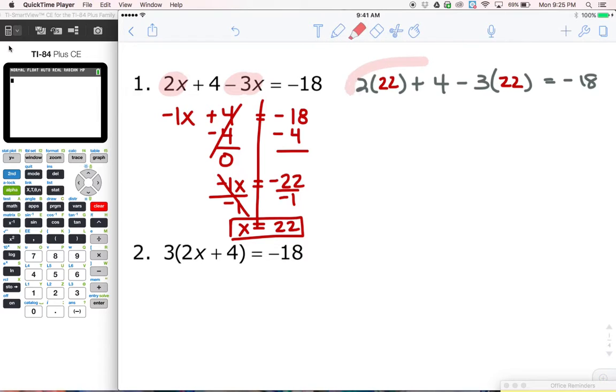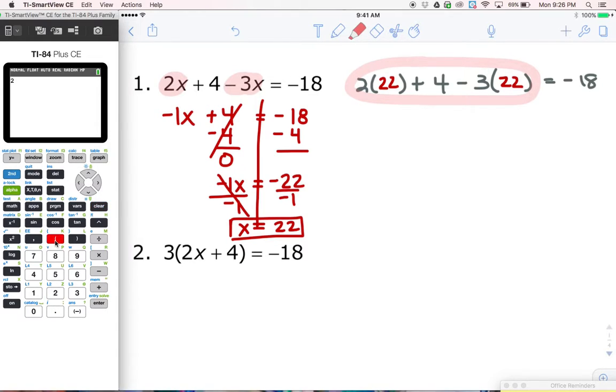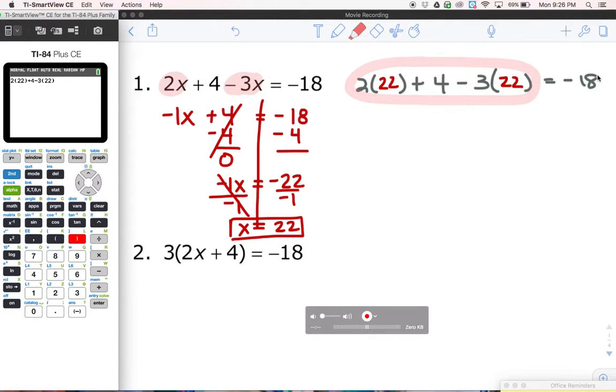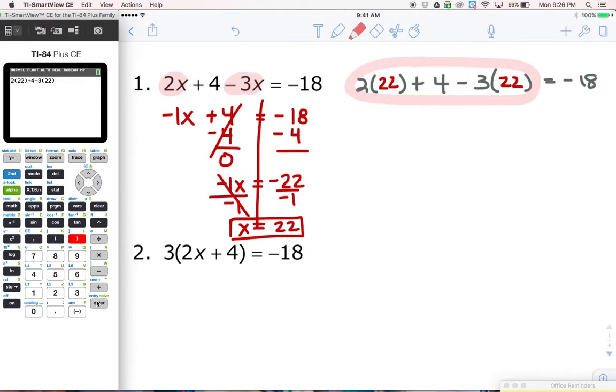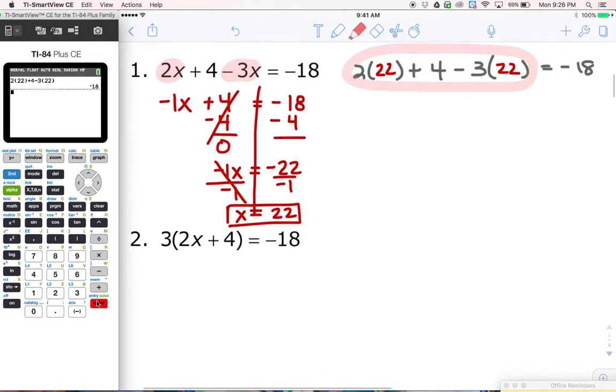So I'm going to put this in my calculator just like we see it here. We're going to do 2 times 22, and then we've got plus 4, and we've got minus 3 times 22. And when I press enter, I should get negative 18. And I do. So we know that we're right. Okay, I'm going to move on to the next thing. Here we go.